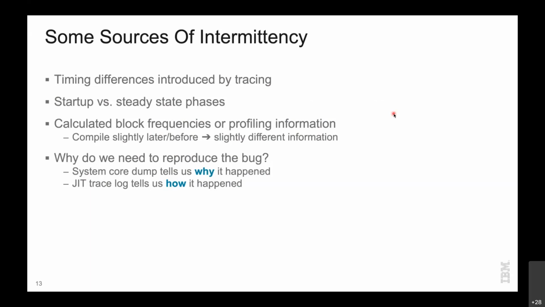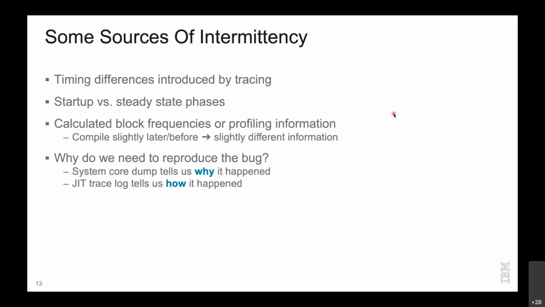A question you might ask yourself is, why do we need to reproduce the original problem in the first place? Well, while we can debug some issues through system core dumps, that will typically only tell us why the observed crash happened. But it won't really tell us how we got there. What we really need is a system core dump and often a JIT compilation trace log in combination from the same JVM to be able to determine both the why and the how. And that's typically all that we need to be able to solve JIT bugs.